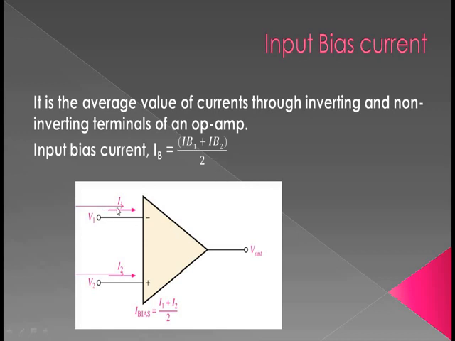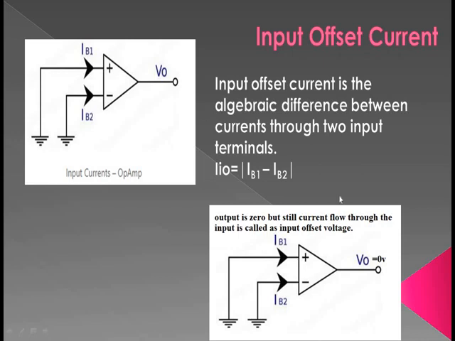IB1 is the current flowing through the inverting terminal and IB2 is the current flowing through the non-inverting terminal. Next characteristic is input offset current. It is the algebraic difference between the currents through the two input terminals of the op-amp.